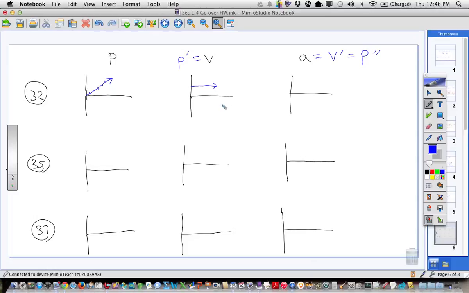Not on the x-axis. Can't be on the x-axis. What's the graph here? On the x-axis, because the slope of this line is 0. So over here we would be graphing y values of 0. And we would have a horizontal line. So that would be 0 acceleration, constant speed, 0 acceleration.